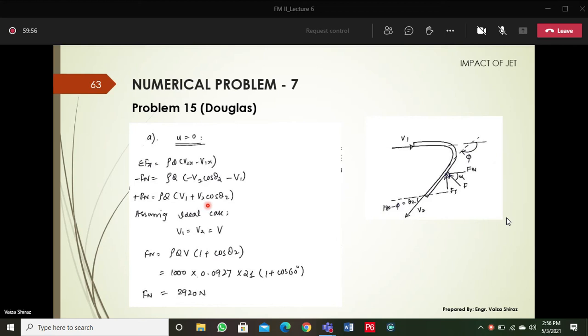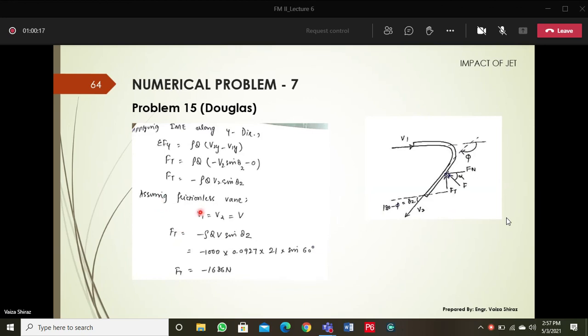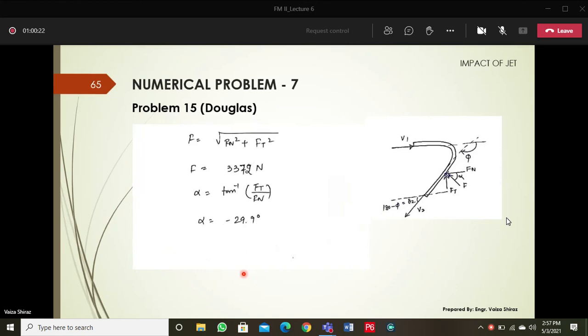Otherwise, in this case, we are not given any idea about the velocity reduction. So over here, I have further simplified the equation for the ideal condition, and this is the form of the equation which we will use. So rho is taken as 1000, and remaining all the values you know, Fn is 2920 Newton. Similarly, find out Ft. For the ideal case, it is minus 1686 newtons. Find out F, and this is your angle alpha. Okay, so this is the solution for this problem, and this is the last problem for today's lecture.